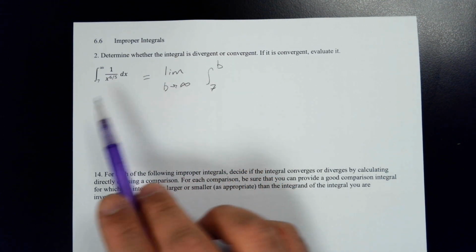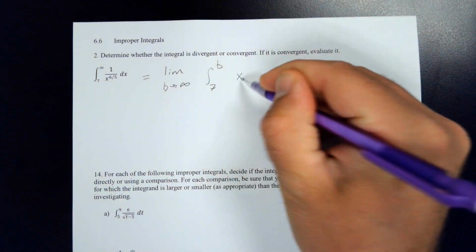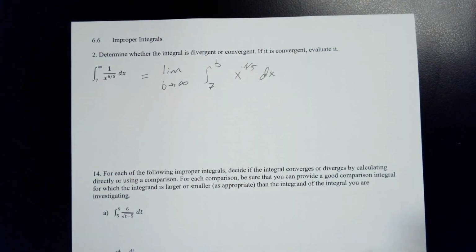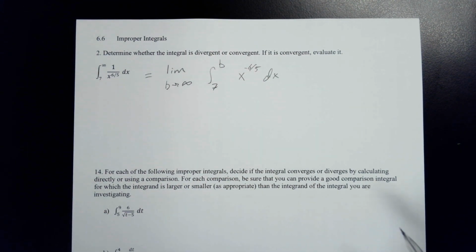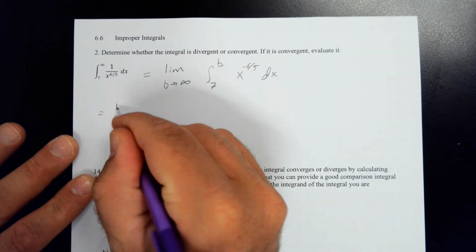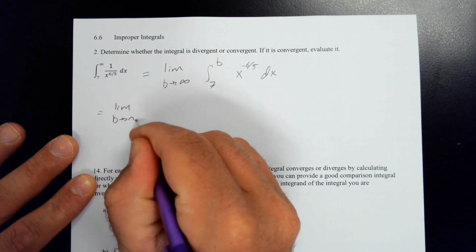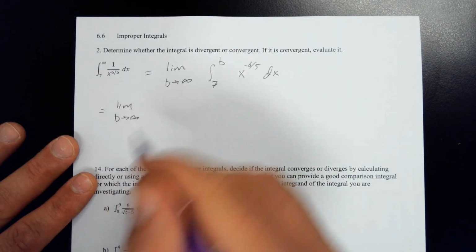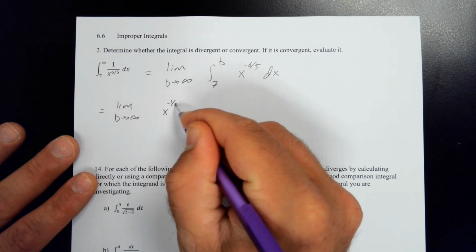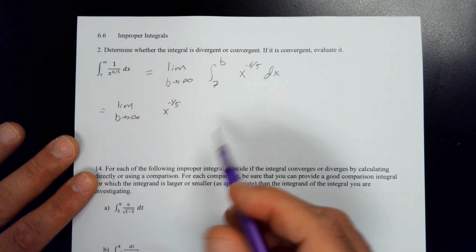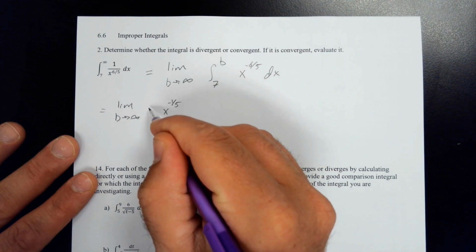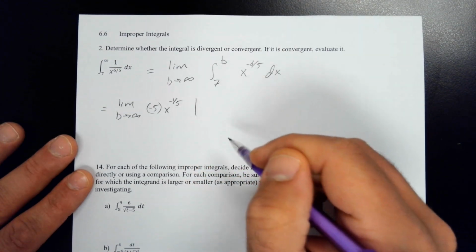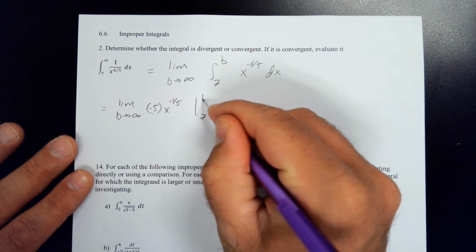While I'm rewriting it, I might as well rewrite this as x, not to the 6/5, but to the negative 6/5 power, dx. Okay, now that it's in this format, I can definitely integrate it, and I'll just keep the limit there. This is the limit as b approaches infinity. The integral of x to the negative 6/5, I should add 1, so I get x to the negative 1/5. And then I should divide by negative 1/5, which is the same as multiplying by negative 5. And I'm going to evaluate that from x equals 7 to x equals b.